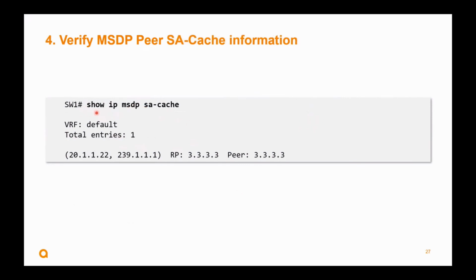And specifically, show ip msdp sa-cache. So now this is important. I need to see that MSDP is allowing for this source and this group, and the rendezvous point and the peer that we learned this multicast source and group from. This is what we're making available to the other domains.